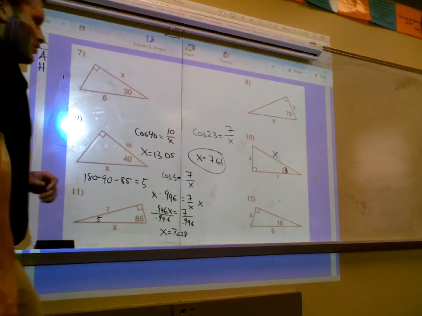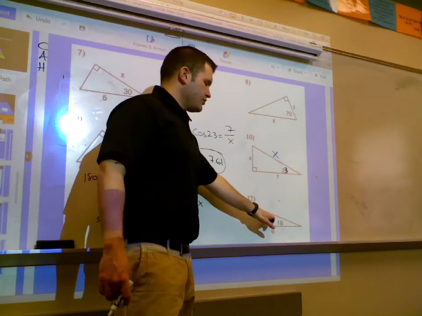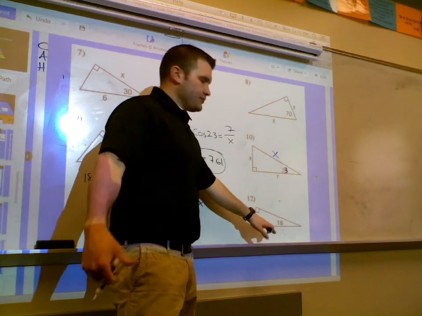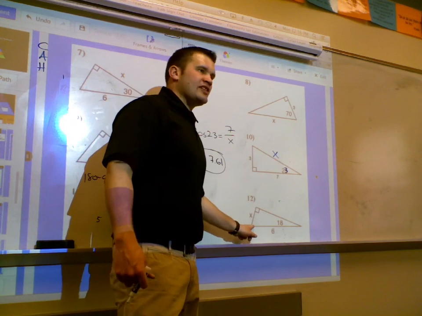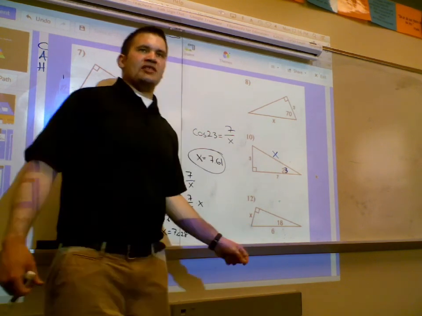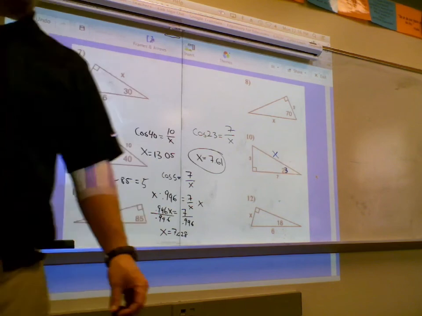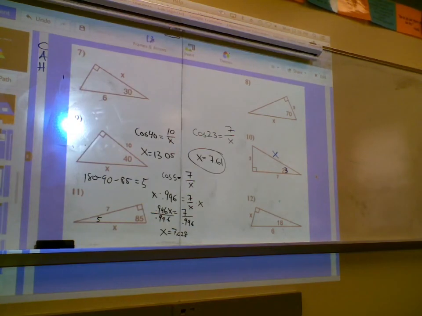So, hint on 12. Either use sine, right, opposite over hypotenuse, or find this angle. 180 minus 90 minus 18. Are we doing tangents? Yeah, we're in the tangent right now. So, any question on those? No.